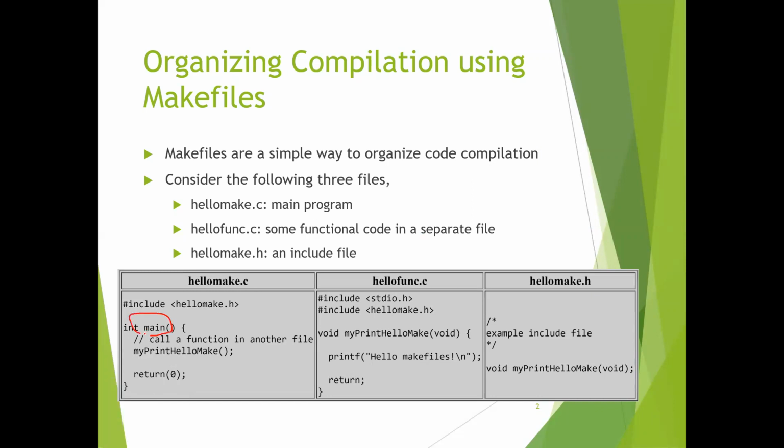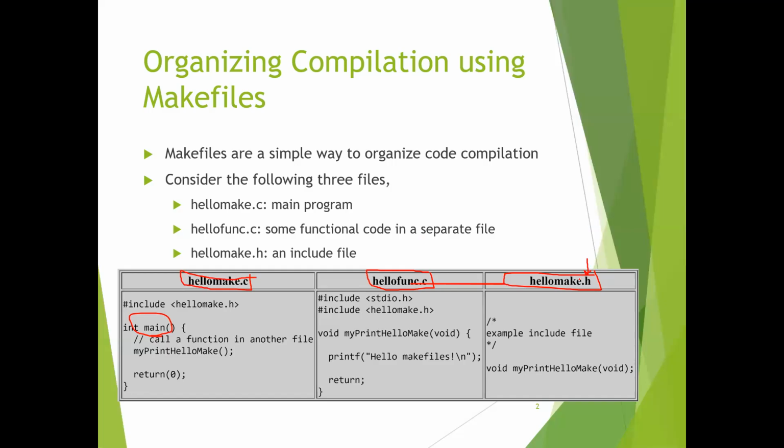You have a main function inside a file called hello-make.c. In the same directory, you have two other files. One is called hello-func.c and hello-make.h. The files with extension .c are called C source files, and the files with extension .h, which sometimes exist, sometimes don't, are called header files.